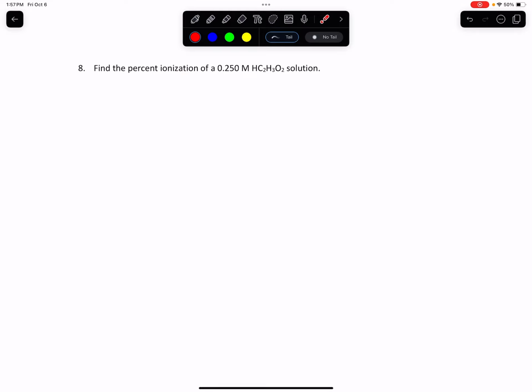We're going to take a look at how to find the percent ionization of a 0.250 molar acetic acid solution. So this HC2H3O2 is acetic acid. To find this, we have to first draw an ICE table. So let's go ahead and draw out the ionization of the acid.